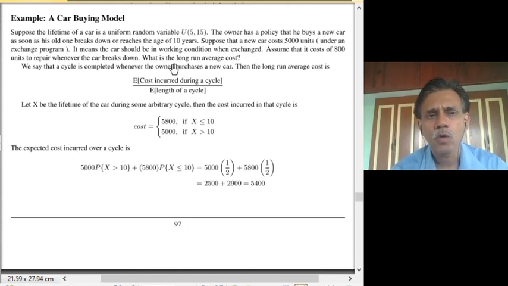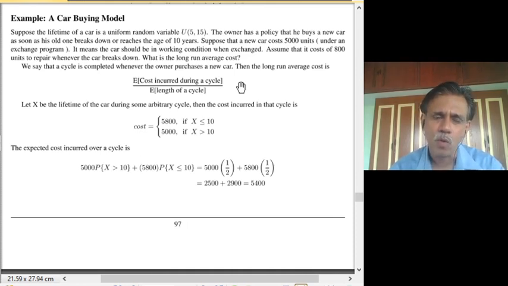Okay. So once we understand this, what is the reward? Here the reward is the cost. What is the amount one has to shell out in order to buy a new car at the end of a renewal? Because renewal cycles are the ones where we have a new car, which means that you should have bought it, so some money has to be incurred. So what is that?